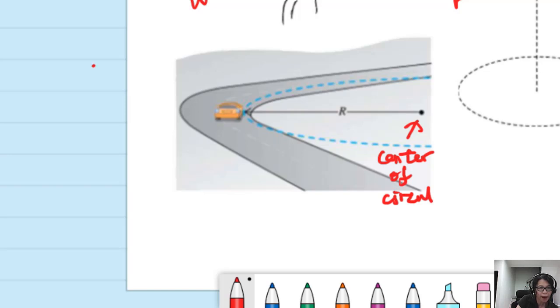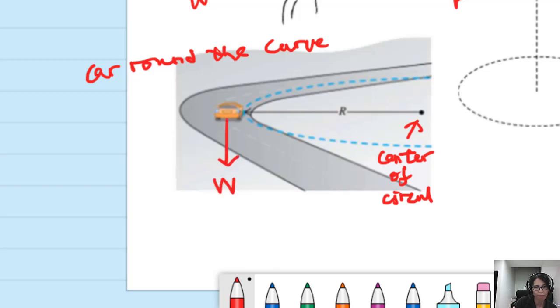So as the car rounds the curve, it's doing circular motion. For this car, we have weight downward because the car has mass, and the tire of the car is in contact with the surface. Perpendicular to the surface of the road, we have the normal reaction force.